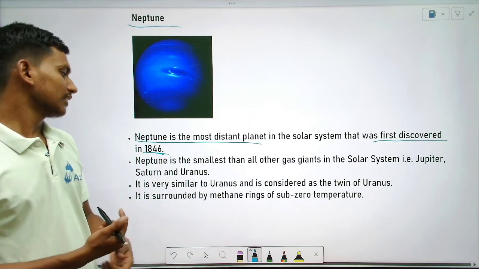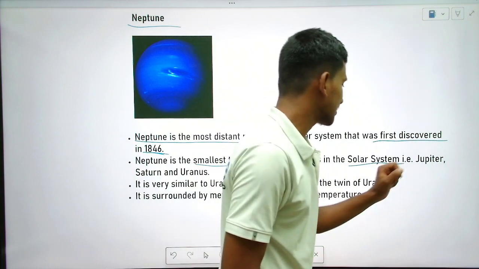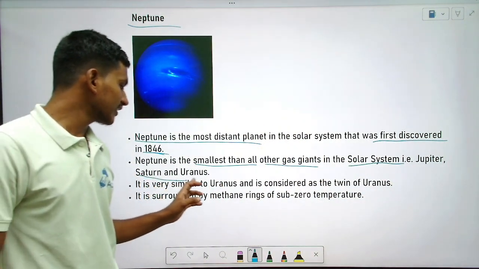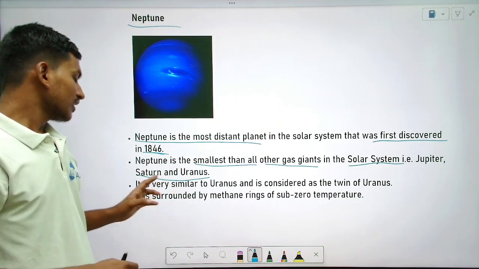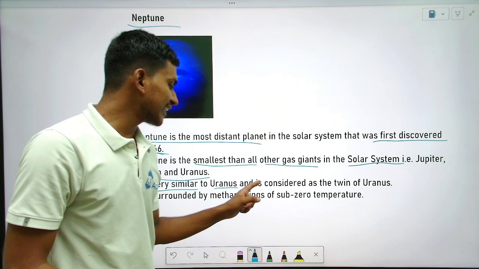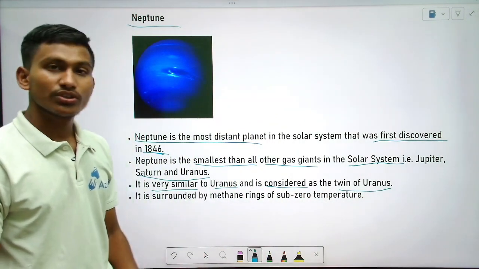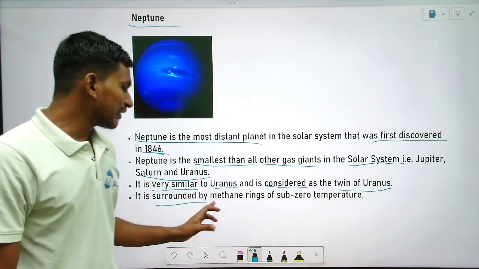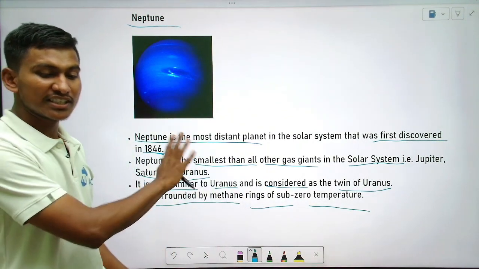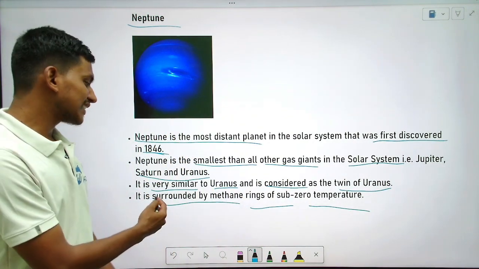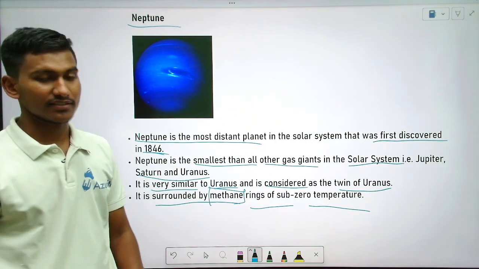1846. Neptune is the smallest of the gas giants in the solar system, that is Jupiter, Saturn and Uranus. If you compare to these three, this is smaller. It is very similar to Uranus and is considered the twin of Uranus. It is surrounded by methane rings of sub-zero temperature. What is present on Neptune? Methane gas is present. Yes, very good.